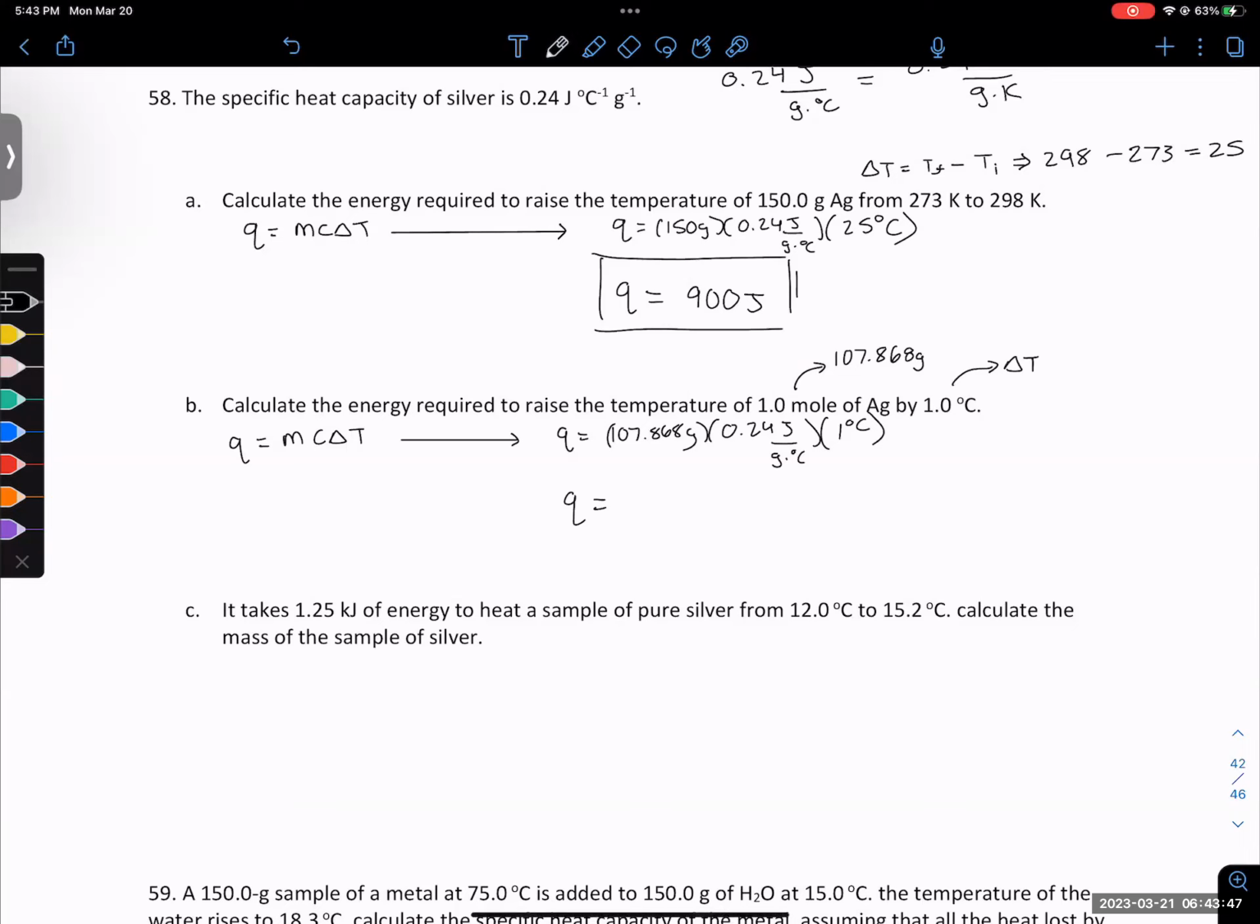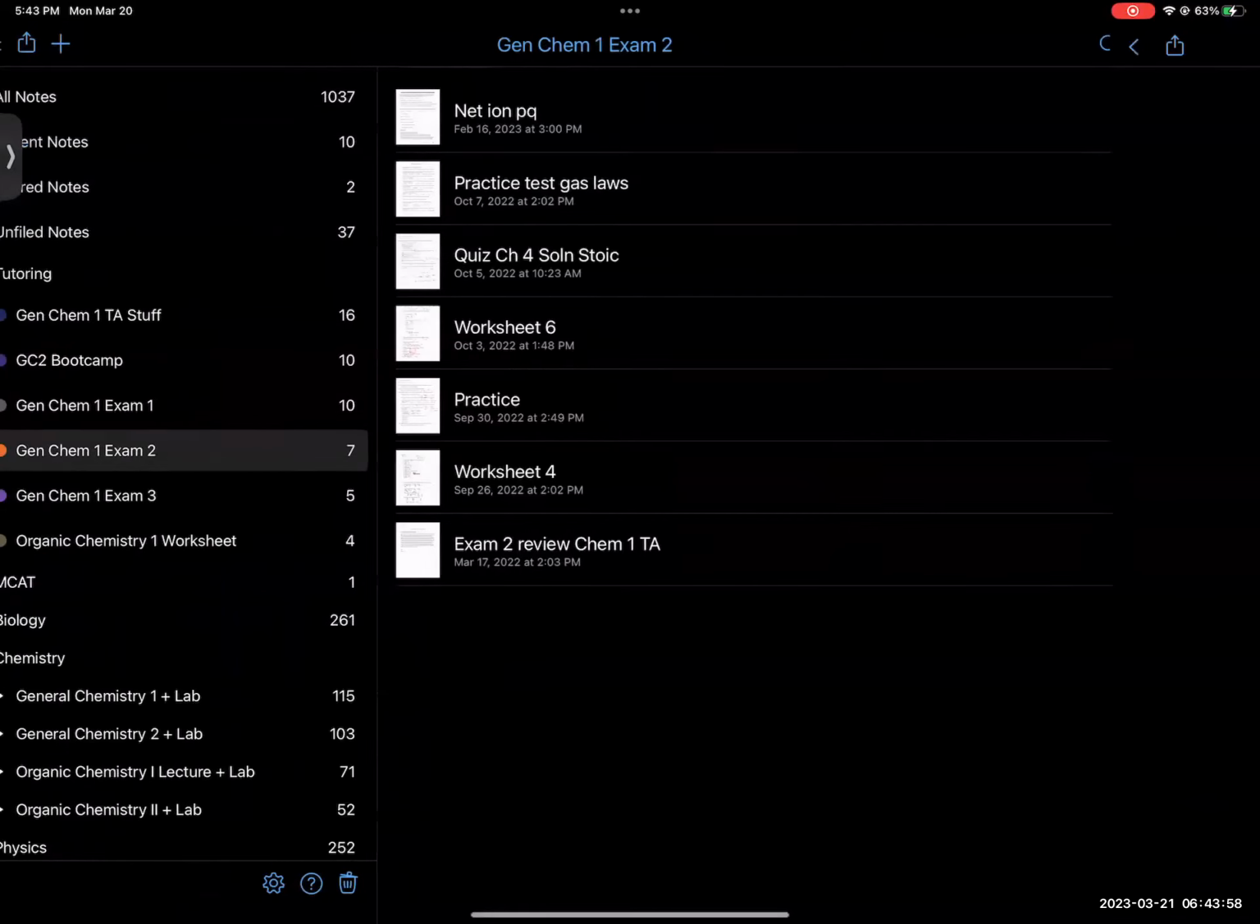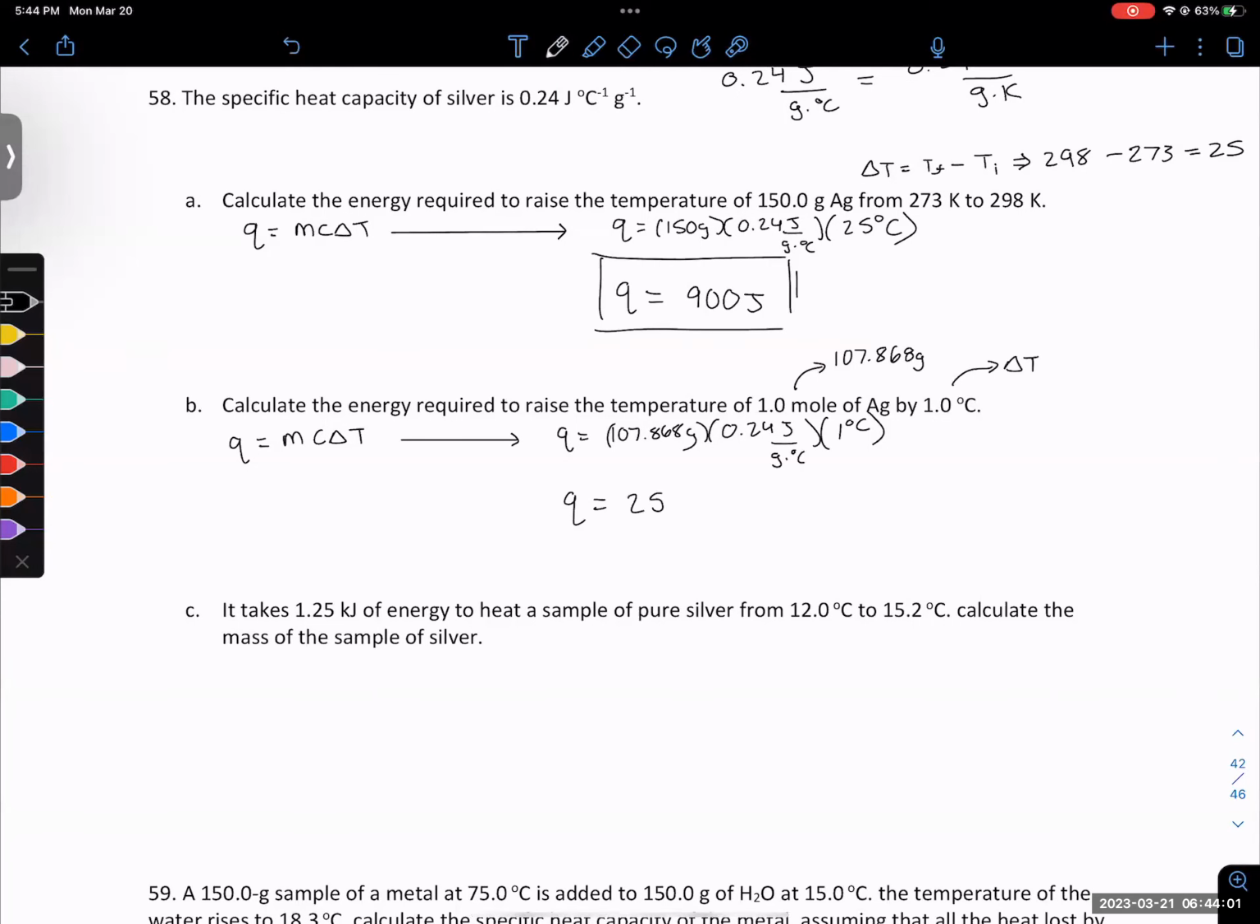Let me put that into the calculator one more time. So 107.868 times 0.24 gives you 25.89 joules, and the units could be joules per mole. Okay. So what we just figured out here was the molar heat capacity, which is the amount of energy required to heat 1 mole of substance by 1 degree Celsius.